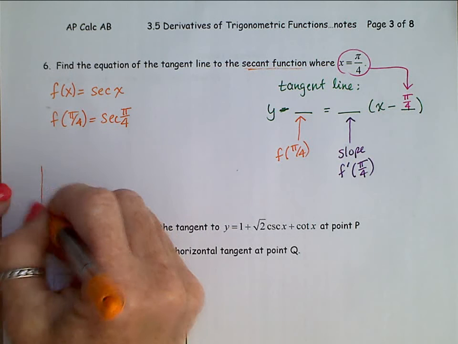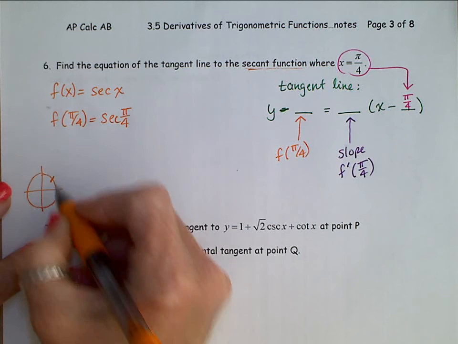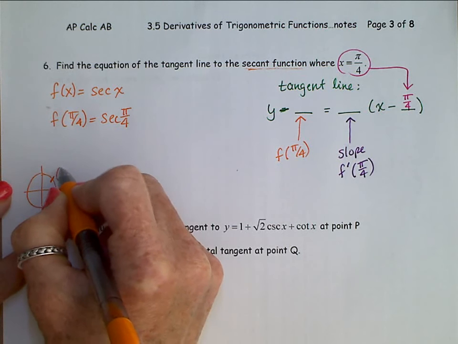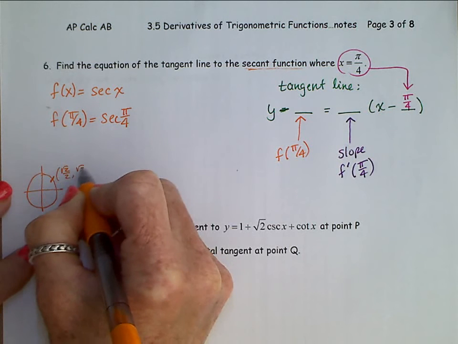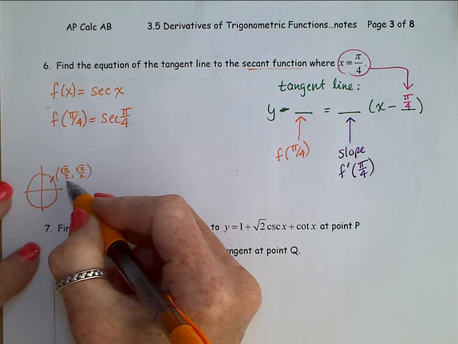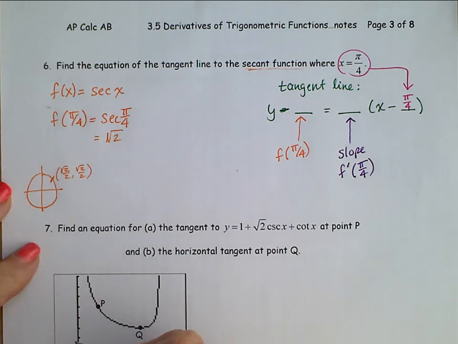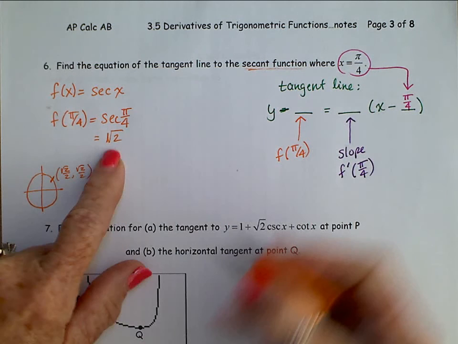Thinking back, unit circle, pi over 4 is right here. Square root 2 over 2, square root 2 over 2. Secant there, the reciprocal of cosine. That is just square root 2. There's your y value right here, square root 2.